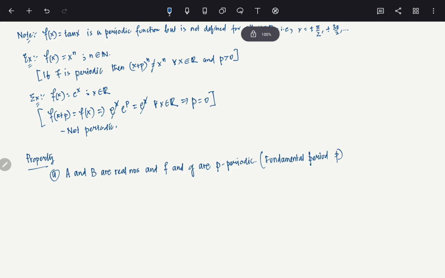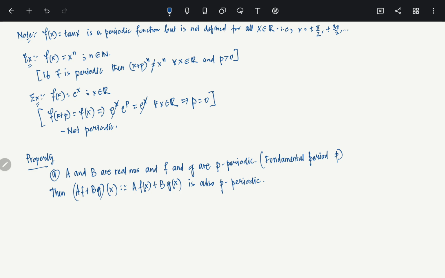Now, if that happens, and you define a new function A f plus B g acting at x like this: A f of x plus B g of x, then this is also p-periodic. Clear? So this is a very important property of a periodic function.